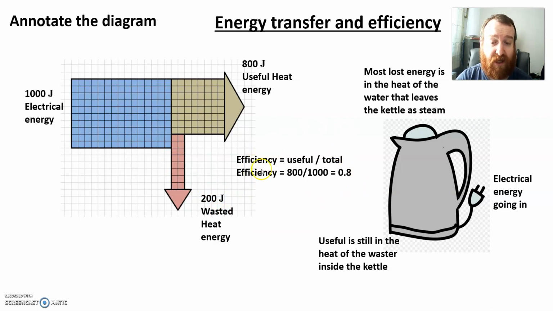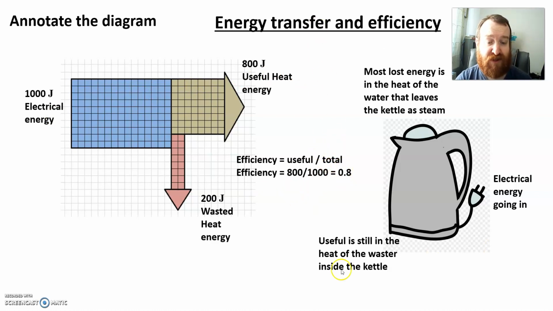Now, I've done a calculation here. I've done my useful energy, 800, divided by my total electrical energy, 1,000. 800 divided by 1,000 gives you 0.8 or 80%. Now you might have different numbers for the electrical energy and the useful energy. You might have 100, you might have 10, you might have 1. So you might have 10 and 8, you might have 1 and 0.8, you might have a different scale. But your efficiency calculation should still give you 80% or 0.8.